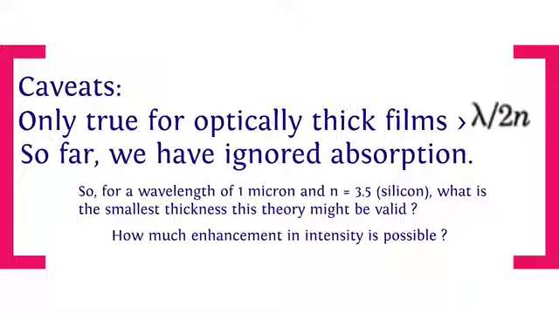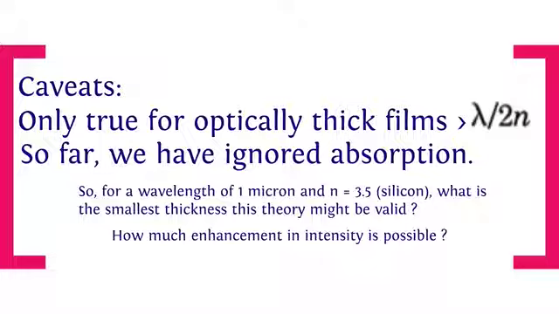Okay. Whatever we have talked about so far is only true for optically thick films. And this is a detail, but it's an important detail. We won't prove why this is the case. But the point is that the solar cell has to be, sorry, optically thick films, not thin films, the other way around. So it cannot be too thin, let's say. So the thickness of the films has to be larger than lambda over 2n. Okay, and we will ignore absorption for the time being.